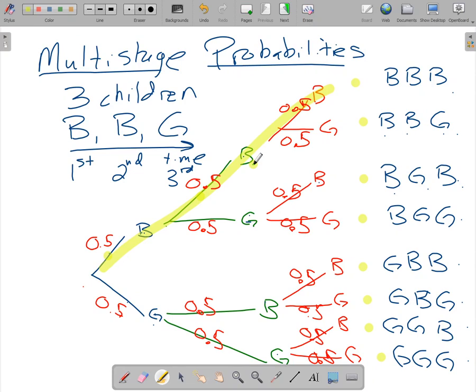1/2 times 1/2 is what? A quarter, or 0.25. Let's stick with fractions for a minute because we got to review them. 1/2 times 1/2 times 1/2 is what? 1/8. Yes, which is what we thought when we just said they're equally likely.